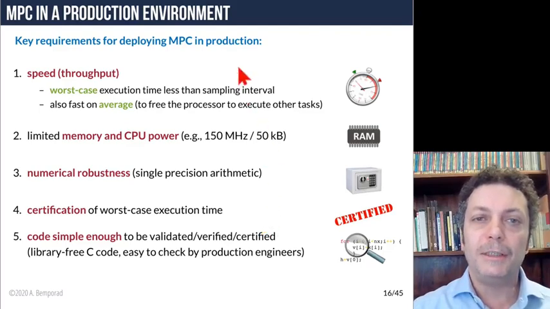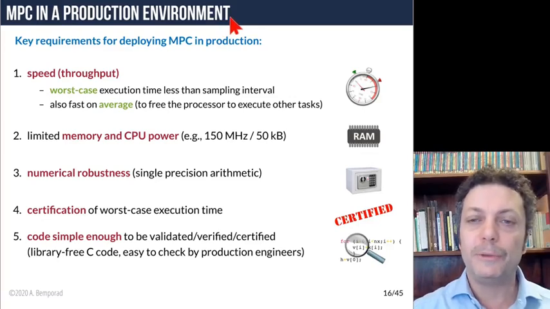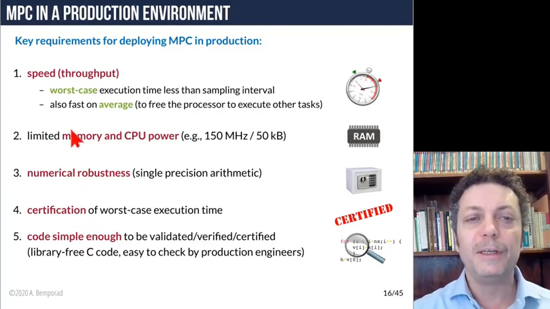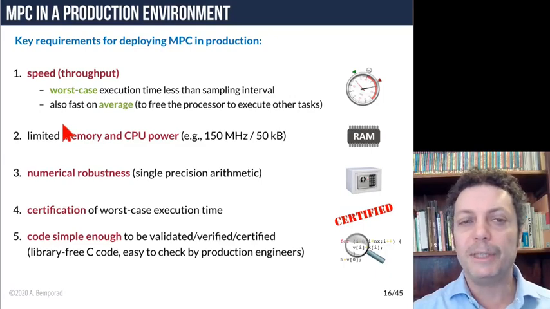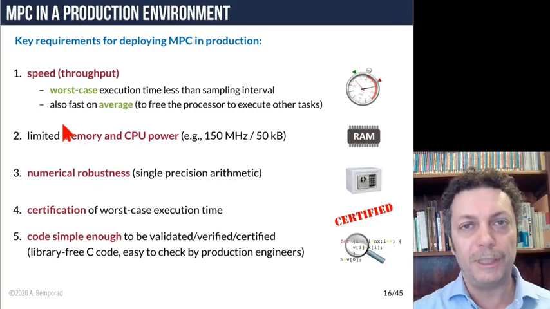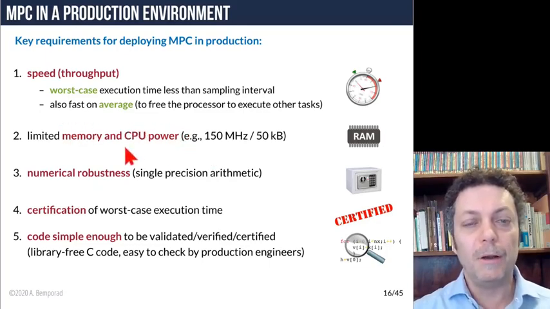Why? Because if you want to embed an optimization solver in a platform, you need to satisfy a certain number of requirements. I'm listing here what I consider the main ones. Of course, speed. You want the solver to be fast, not only on average, but especially in the worst case. You have hard real-time constraints, and you want to make sure that your solver delivers the solution within the allocated time. Also, memory is still an issue.